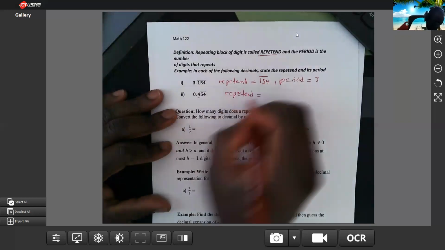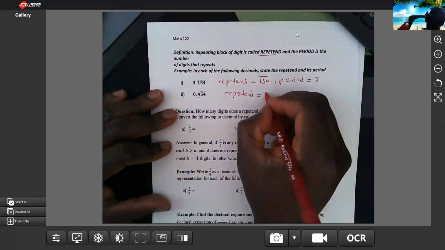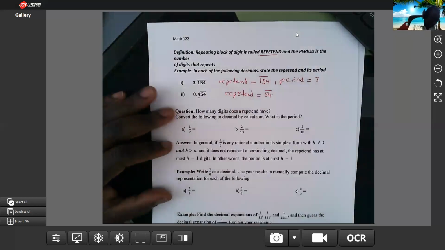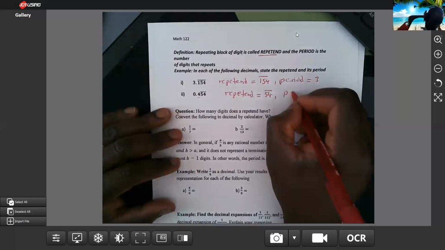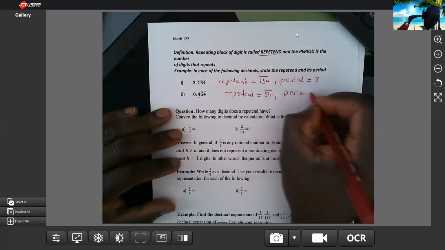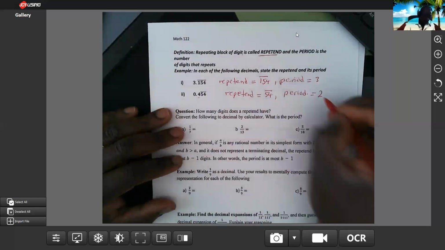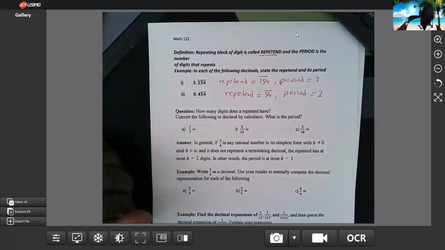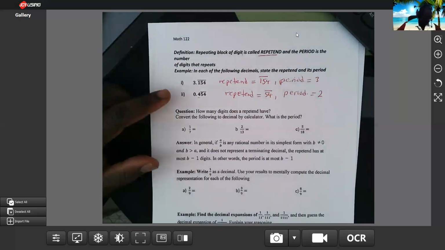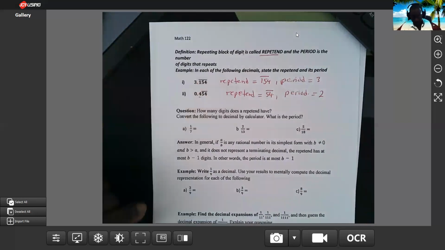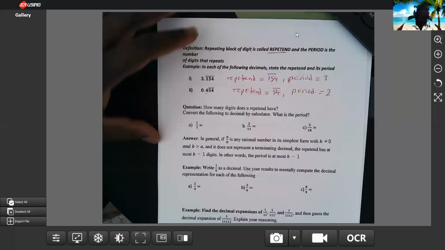The repeatant is what? The 54. The 54 that is repeating. Now what's the period? The period is 2, because there are 2 digits in the repeatant. The first one has 3, so the period is 3. Okay, so let's have a question.